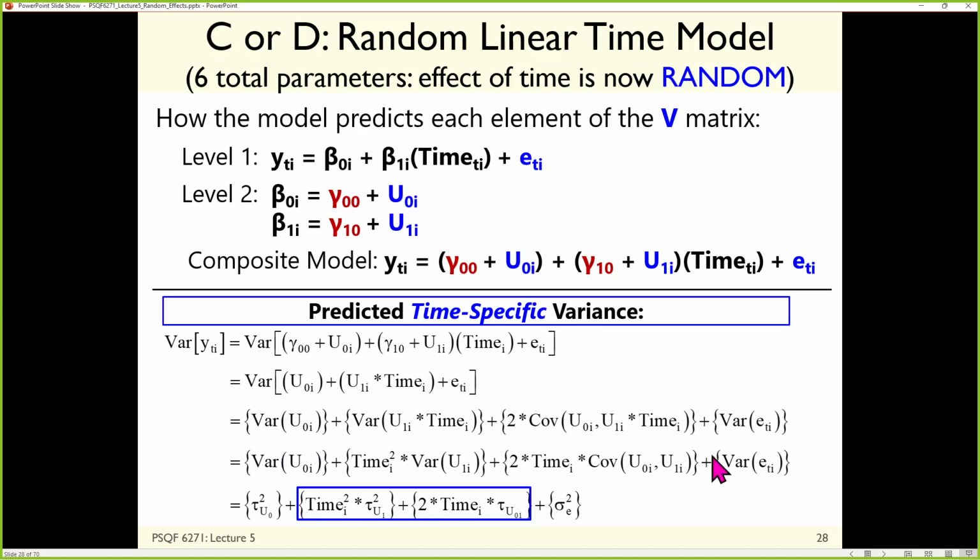So rearranging and combining terms, the part in blue is the point that I want to make here. The variability that this model predicts across time depends on which occasion it is. And it's a function of the random slope variance multiplied by time squared. And that's where we get the U shape in terms of how the variance is predicted to change. It's literally right there in the squared term.